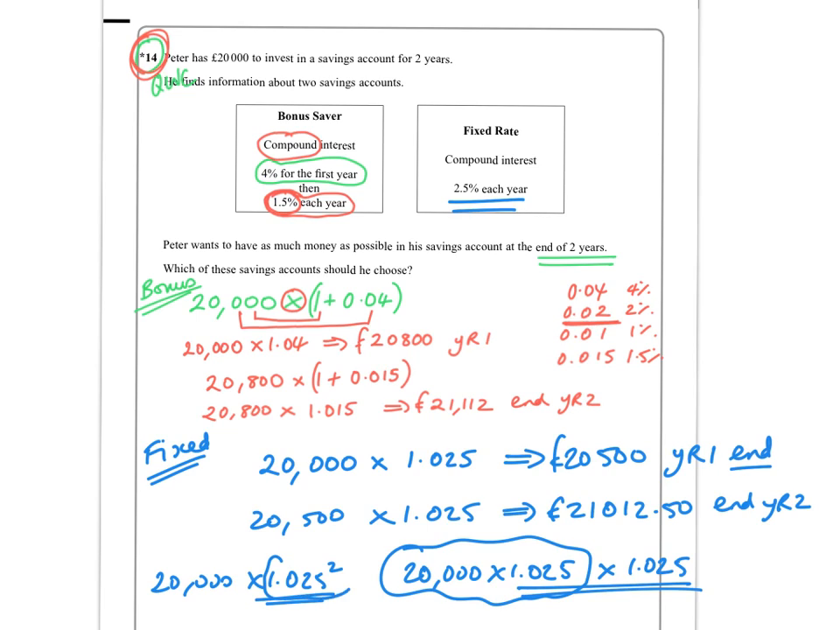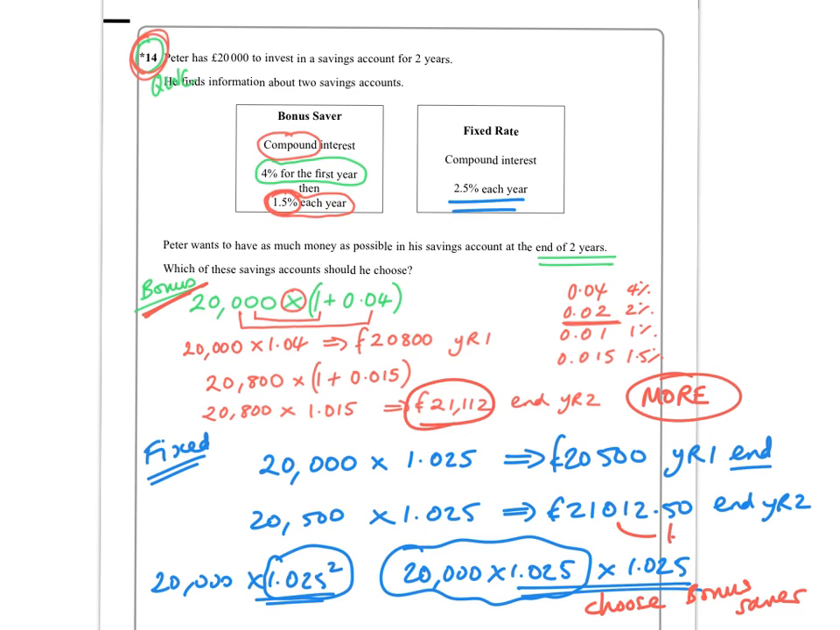Okay, so again, this is the multiplier. So it seems to be that at the end of year 2, you would get more here. Okay, so you get more in the bonus saver. So you would just say choose bonus saver. If you want to really get the examiner to see what you're doing, you can write less here. Okay, so there we go. That would be the answer for that question.